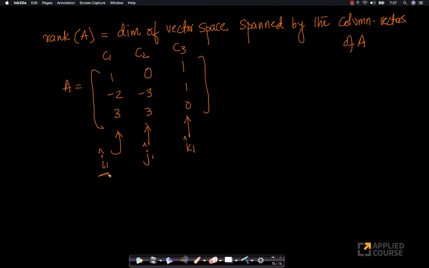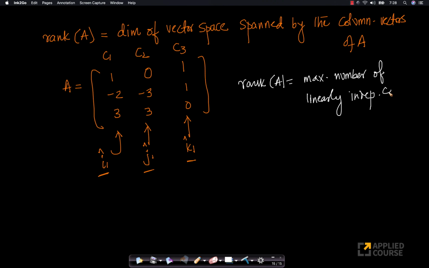Now look at the span of i1 hat, j1 hat and k1 hat. Another way to think about the rank of a matrix is that it is the maximum number of linearly independent columns of A. This is another way to imagine the rank of A. Now look at this. How many of these columns are linearly independent?